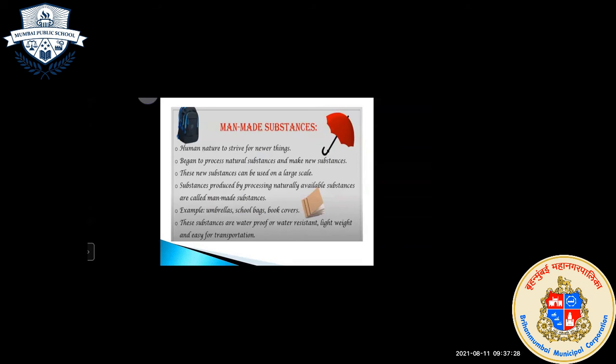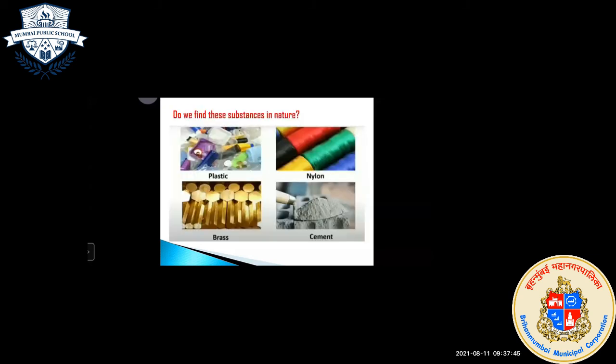These new substances can be used on a very large scale. Substances produced by processing naturally available substances are called man-made substances. For example, umbrellas, school bags, and book covers. These substances are waterproof or water resistant, lightweight, and easy for transport. Now, see, plastic is man-made. Plastic is generally made with the help of acid and oil.